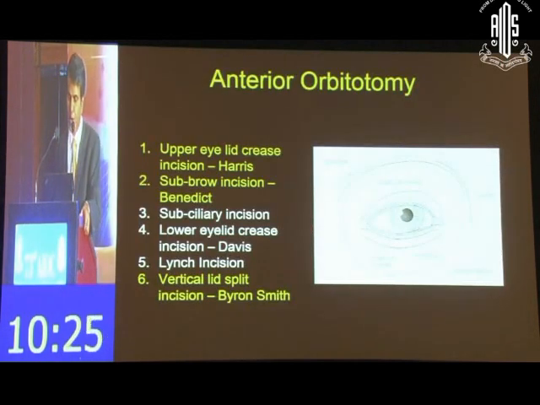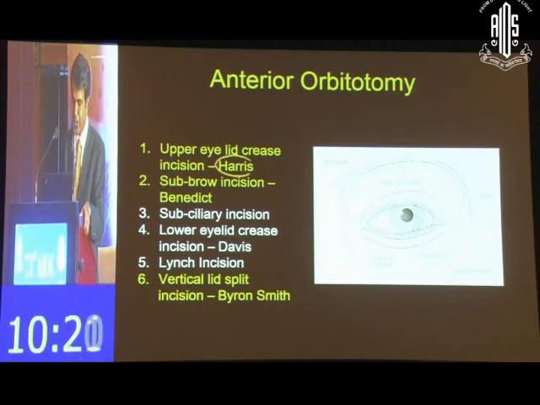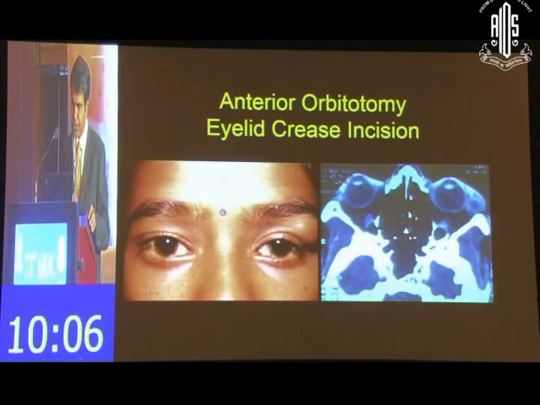In anterior orbitotomy, you might also want to remember the names. Upper lid crease incision goes by the name of Harris. Subbrow incision goes by the name of Benedict, B for Benedict. Lower lid crease incision goes by the name of Davis. Lynch incision is this, which is used by ENT surgeons in the supranasal aspect. And the vertical lid split incision goes by the name of Byron Smith.